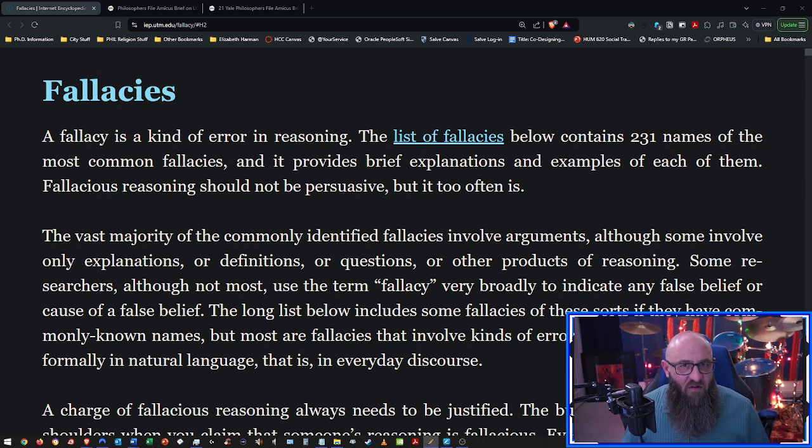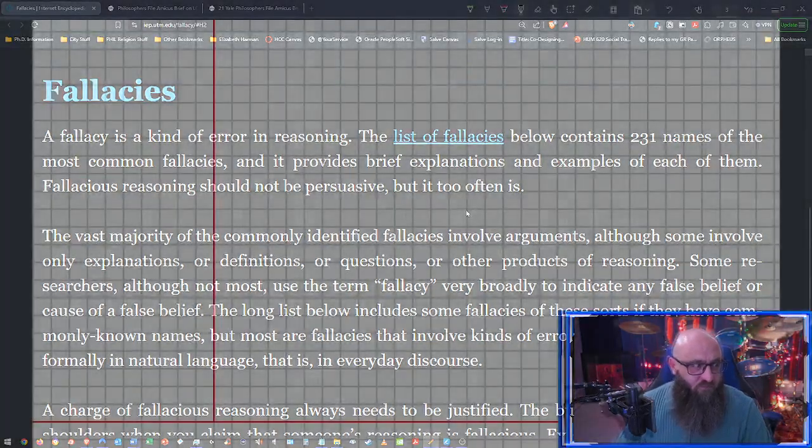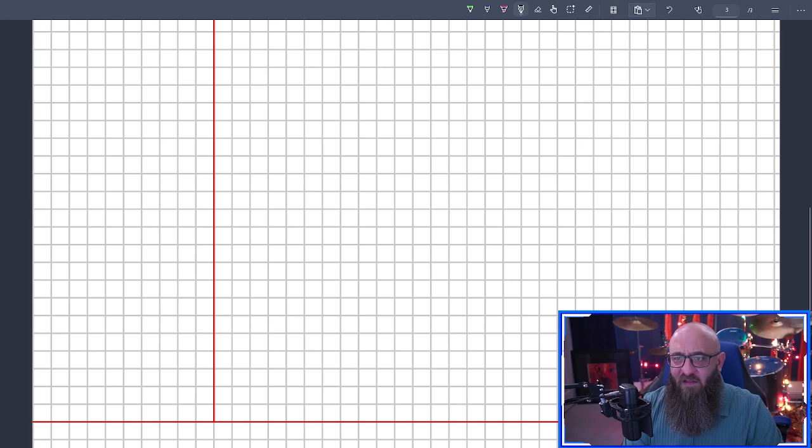But I think there's some points for you to keep in mind that'll help with all of this, and to get a feel for what fallacies are. So keep in mind, a fallacy is a type of error in reasoning. Now let's talk about this for a second.